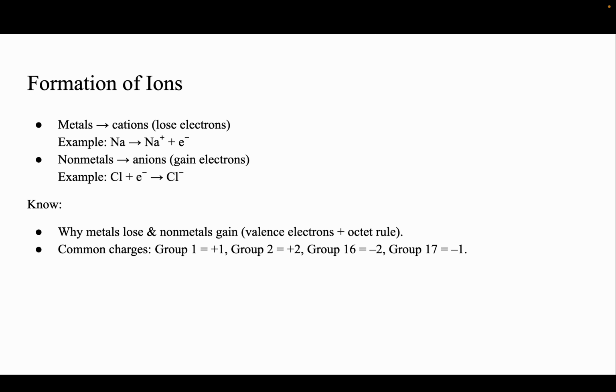last unit. And know that some common charges are formed in groups 1, 2, and 3 of the periodic table, and groups 15, 16, and 17 of the periodic table, where in groups 1, 2, and 3, we form cations of +1, +2, and +3 charge, and in groups 15, 16, and 17, we form anions with -3, -2, and -1 charge. Essentially, everything on the left side of the periodic table will be metals, and everything on the right side of the periodic table will be nonmetals in these ionic bonds.